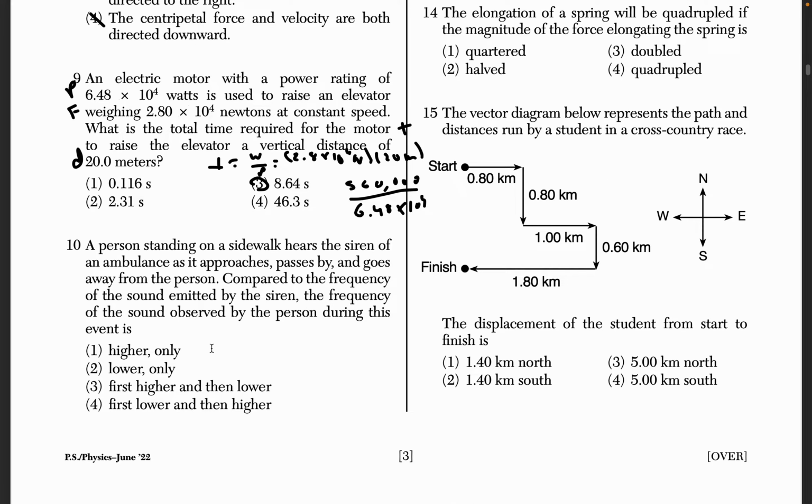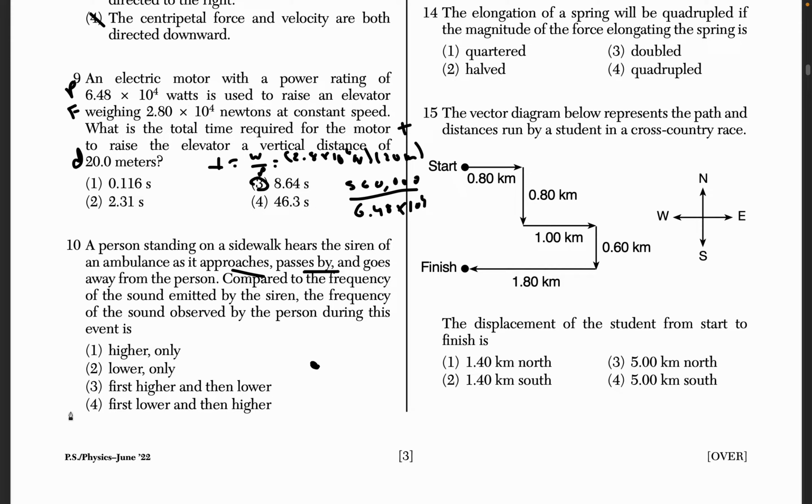Number 10. A person standing on a sidewalk hears the siren of an ambulance that approaches and passes by. Compared to the frequency... This is a classic question of the Doppler effect. The Doppler effect says if we have an observer and a siren approaching and then passing by, the frequency increases as it gets closer to the observer and decreases when it gets away from the observer.